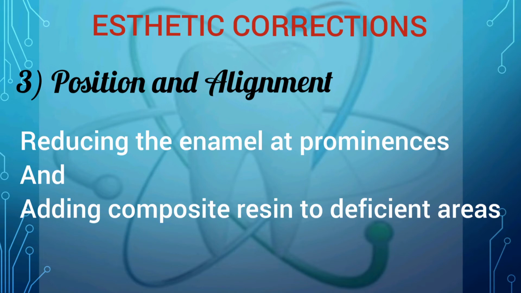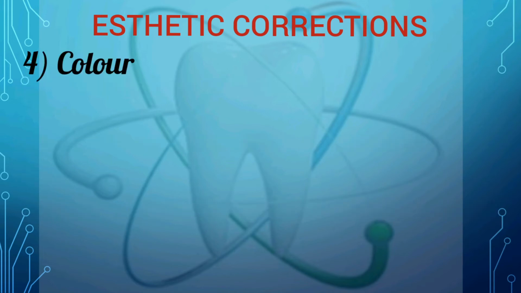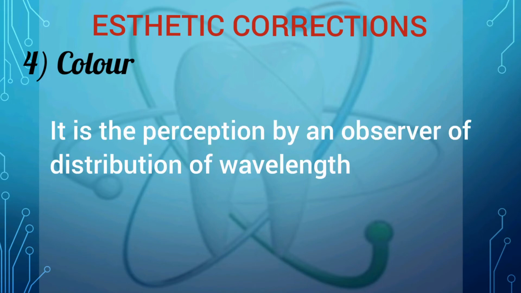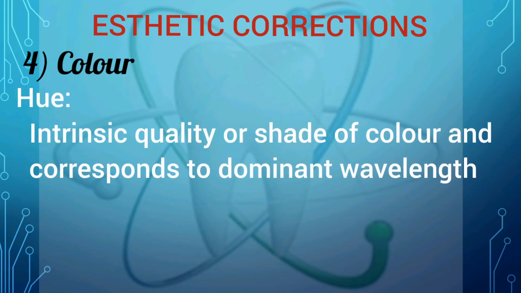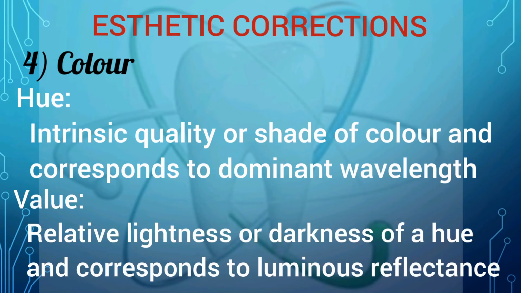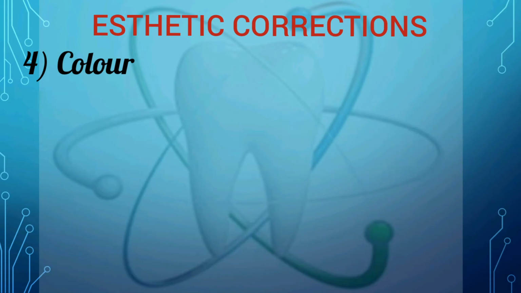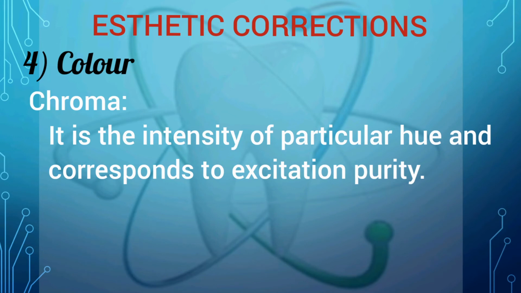As I mentioned in my previous video, color is an important factor in aesthetics. Color is defined as a perception by an observer of the distribution of wavelengths. The color is measured using the Munsell color system in terms of hue, value, and chroma. Hue is the intrinsic quality or shade of the color and corresponds to the dominant wavelength. Value refers to the relative lightness or darkness of a hue and corresponds to the luminous reflectance. Chroma is the intensity of any particular hue and corresponds to excitation purity.